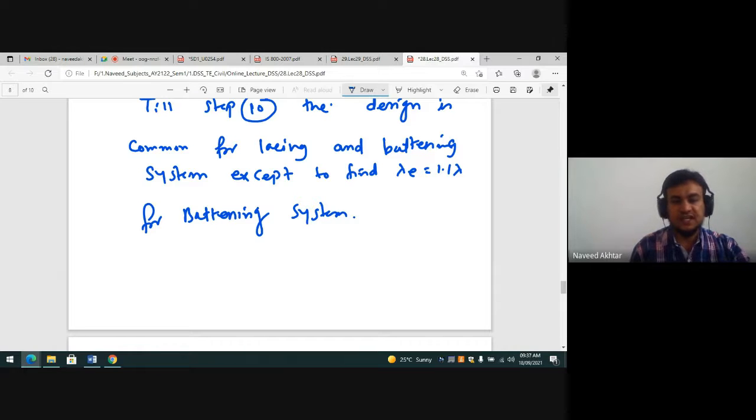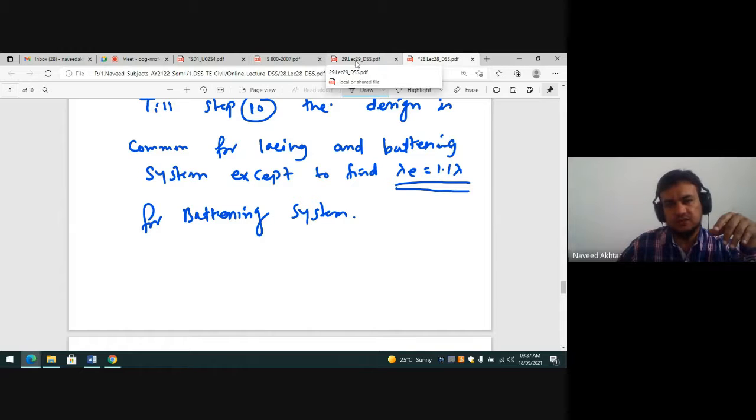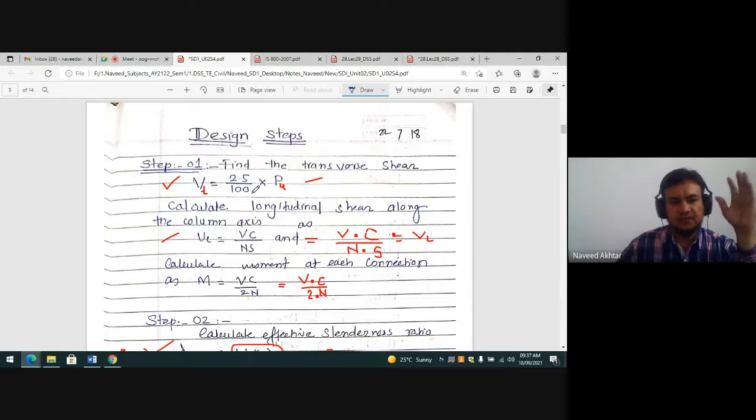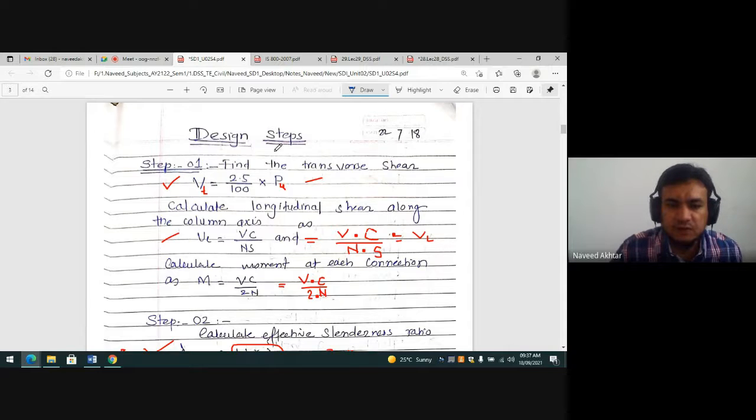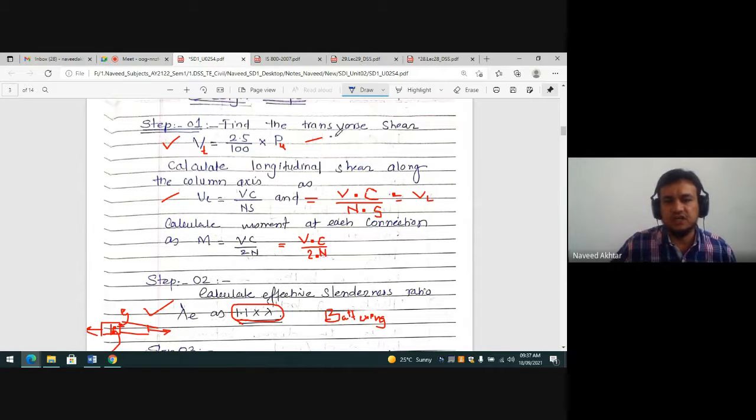तो लैसिंग सिस्टम के लिए हम लोग 1.05 लिए थे, बैटनिंग सिस्टम में यहाँ पर लैम्बडा ई की वैल्यू सिर्फ चेंज हो जाएगी, इट विल बी 1.1 टाइम्स ऑफ लैम्बडा। ओके, अदरवाइज ऑल द स्टेप्स विल बी सेम एज इन लैसिंग सिस्टम। अब यहाँ पर मैं देखता हूँ कि अब स्टेप्स फॉर डिजाइन ऑफ बैटनिंग सिस्टम 1 by 1। वहाँ पर हम लोग ने मालूम किया था ट्रांसफर शेयर, your transfer shear is always same as in case of battening system.